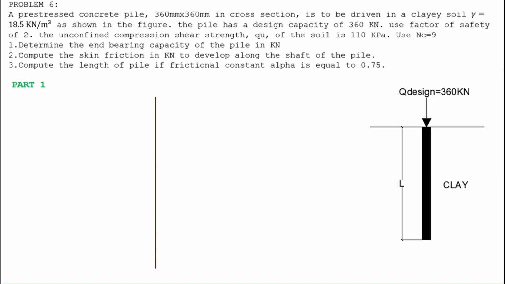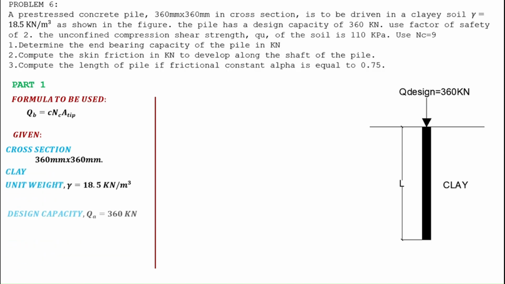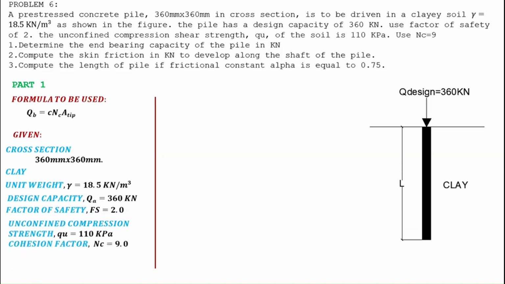For our solution to the first part of the problem, we will recall the formula for end-bearing capacity. That is cohesion times cohesion factor times the area of the tip. From the problem, we can identify some given values, namely, cross-section, a square section of 360 mm by 360 mm, unit weight of 18.5 kilonewton per cubic meters, design capacity of 360 kilonewton, factor of safety of 2.0, unconfined compression strength of 110 kilopascal and Nc of 9.0. Take note that if Nc is not given, we can use 9.0 as value for Nc for clayey soils.